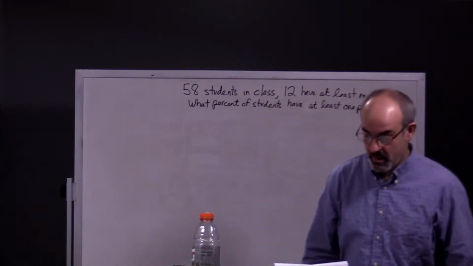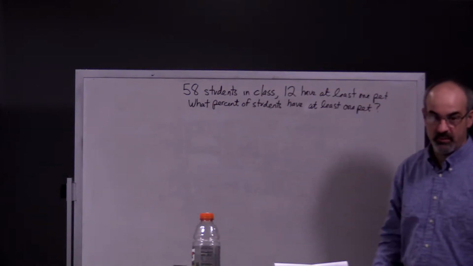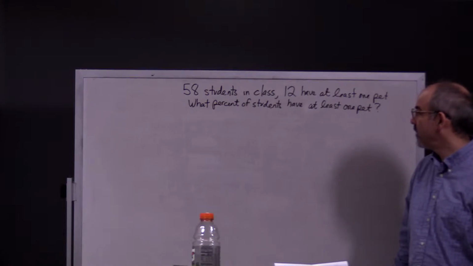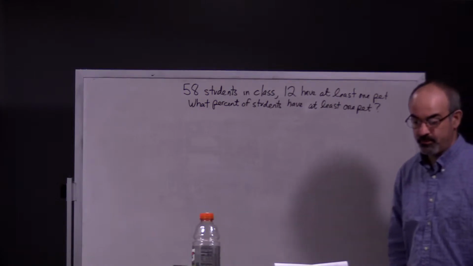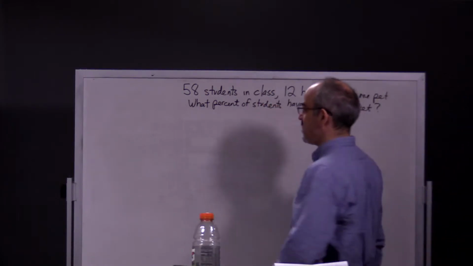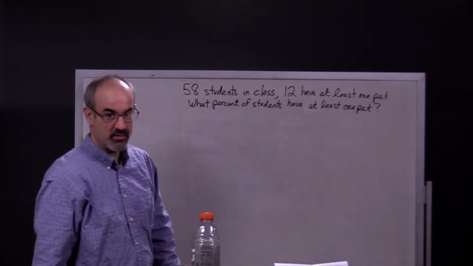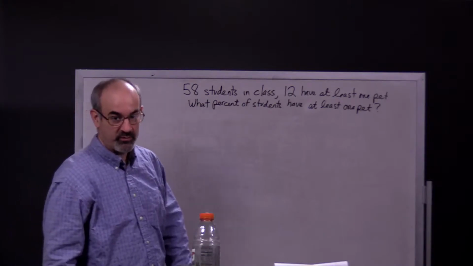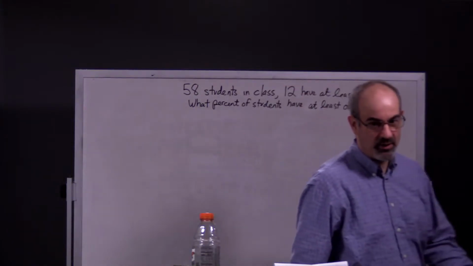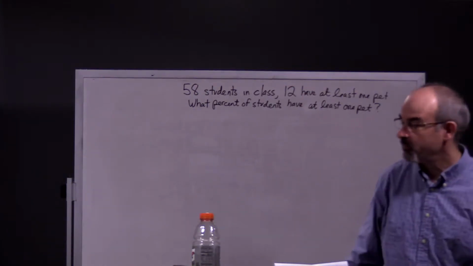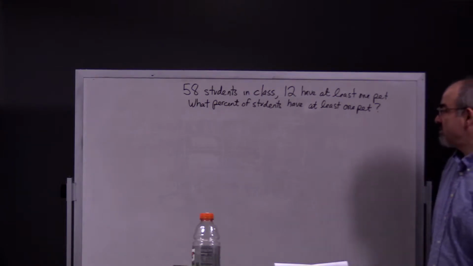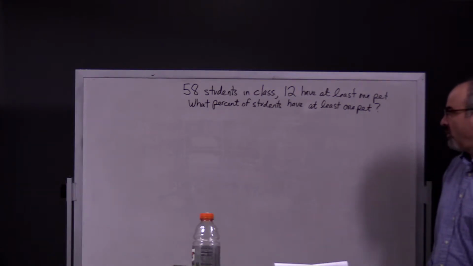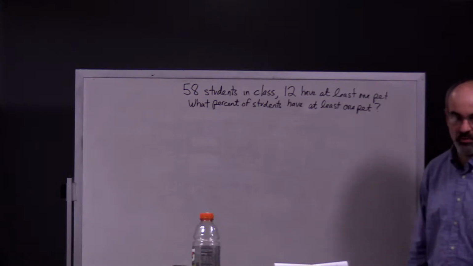So this could be a word problem that deals with percents. Okay? So I have 58 students in my 101 sections, and at least 12 students have at least one pet. It's probably really more than that. I just made that number up. So 58 students, 12 have at least one pet. What percent of students have at least one pet?